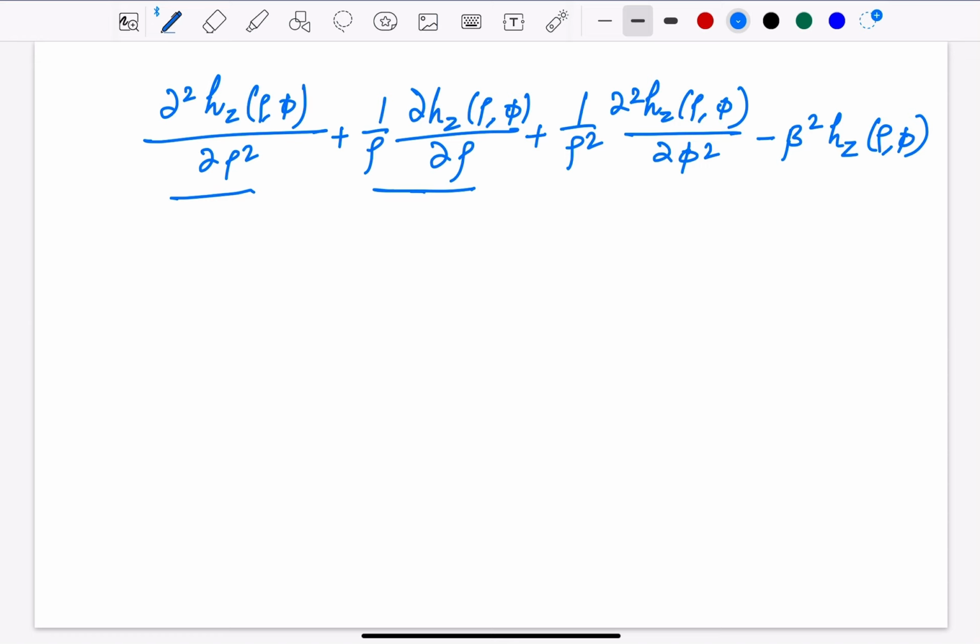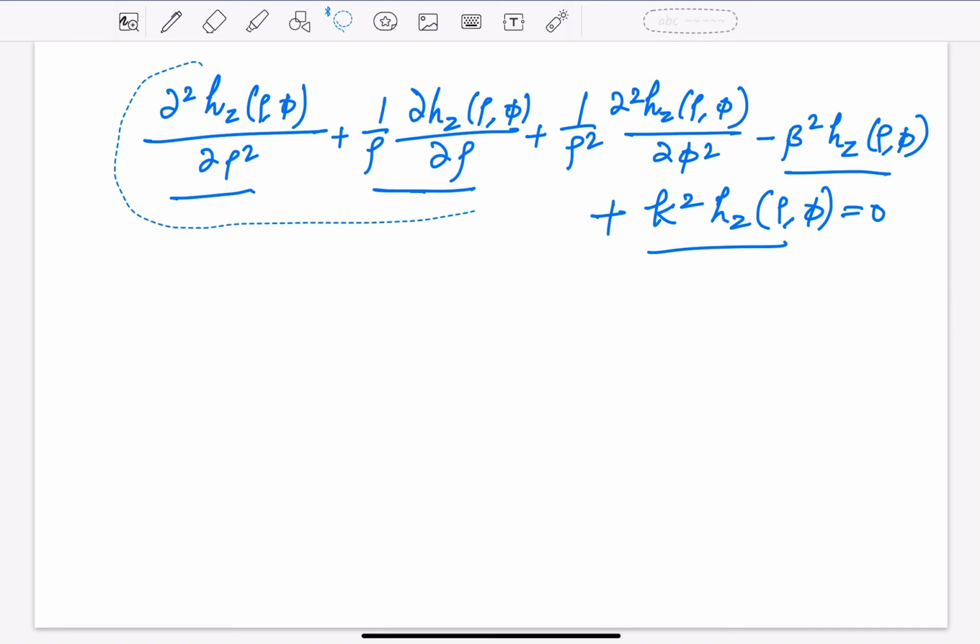Fine. So this is one thing, plus the last term from the equation, k square Hz, which is a function of rho and phi, is equal to 0. Now you see these two terms, k square minus beta square, is nothing but your kc square. So actually you can rewrite this equation once again.